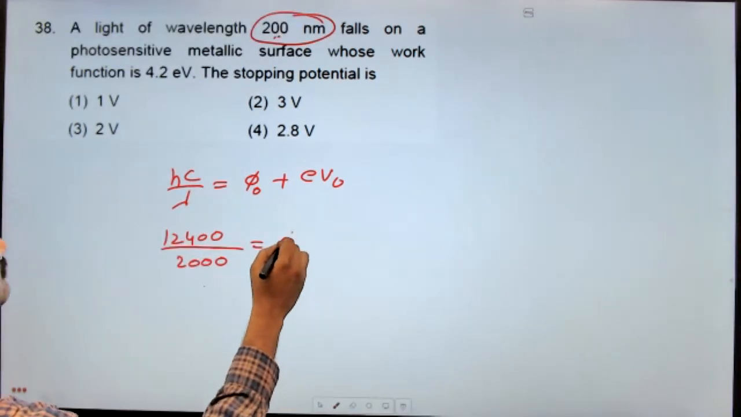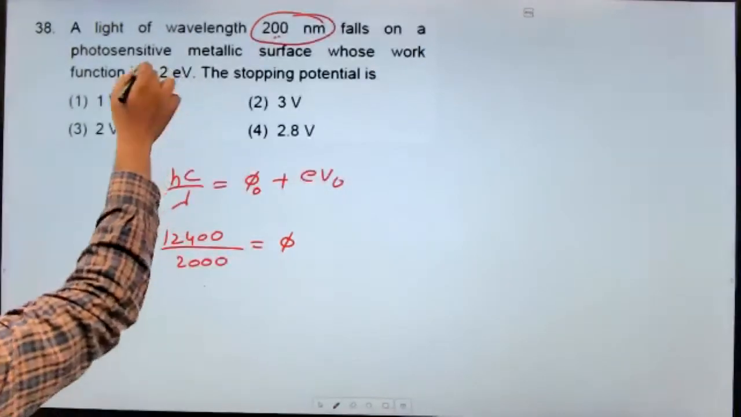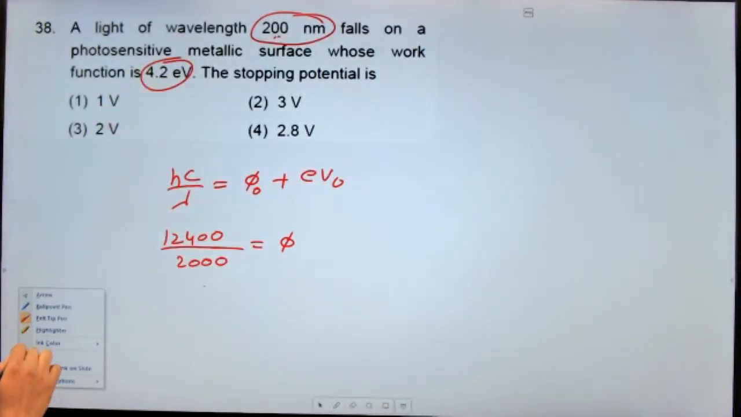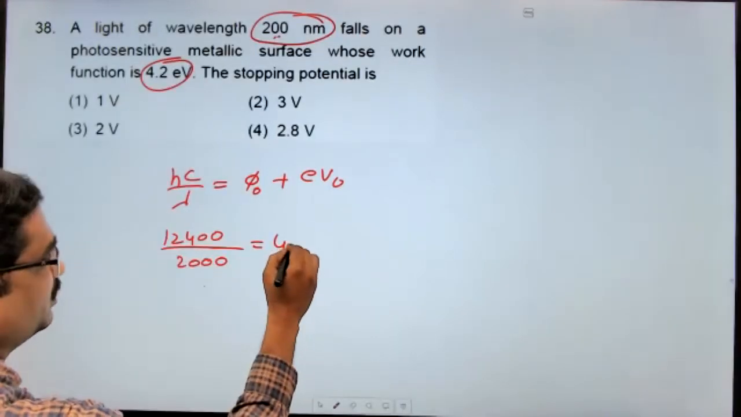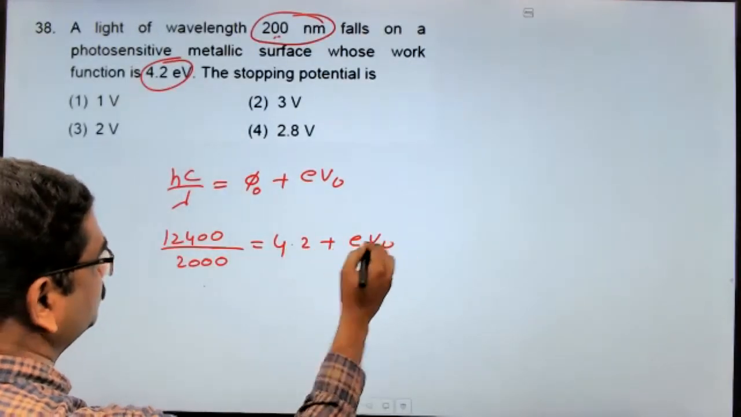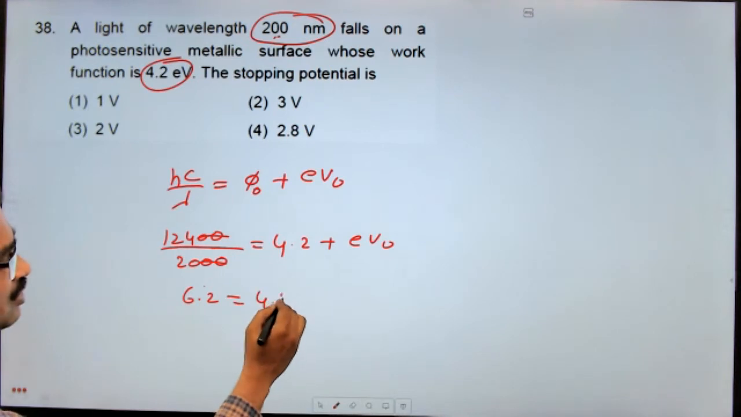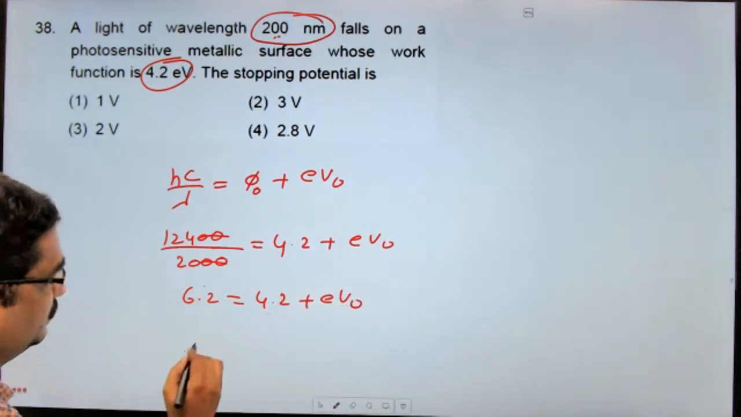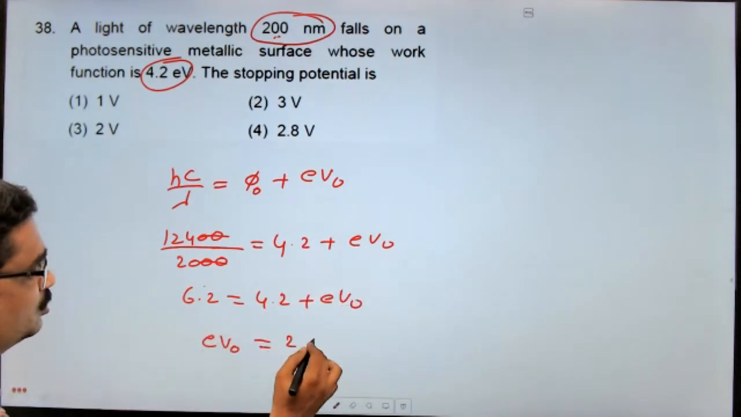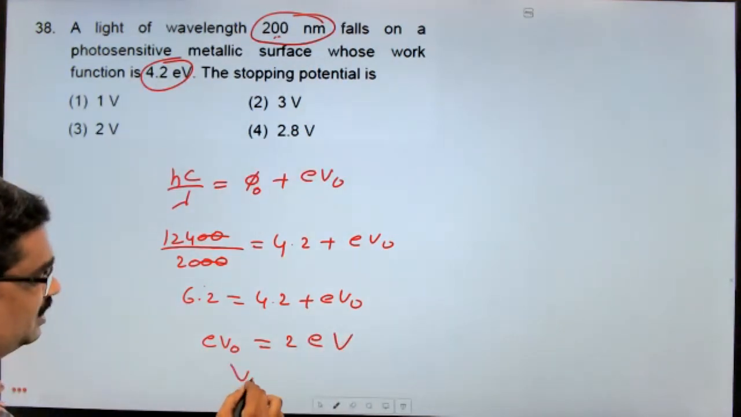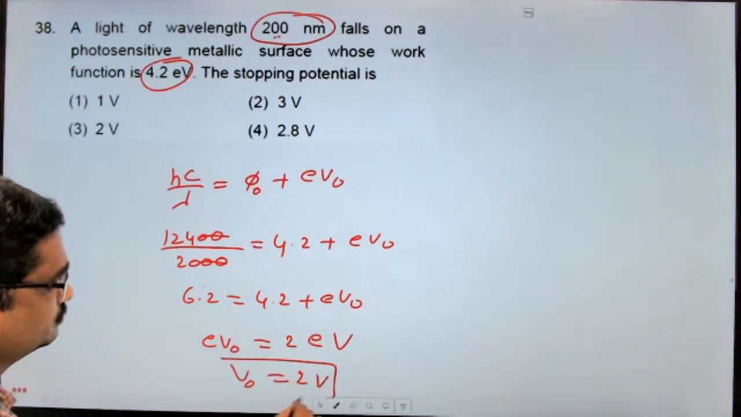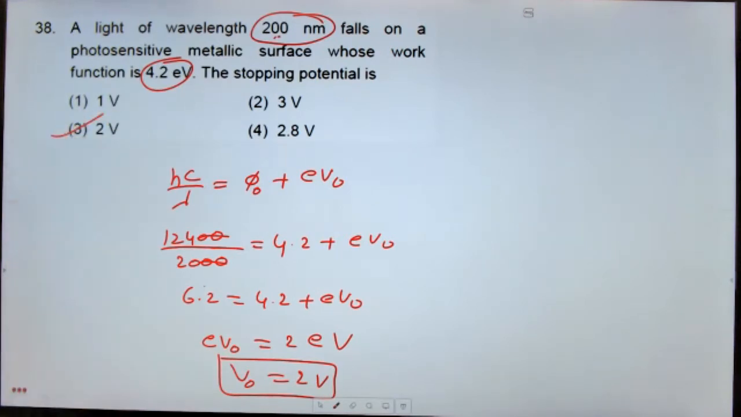So what is phi naught? Phi naught is given as 4.2. So 4.2 plus eV0. Now cancel similar terms. The 2 zeros will cancel out, then 6.2. 6.2 equals 4.2 plus eV0. Now eV0 equals 2 electron volts, or V0 equals 2 volt. 2 volt, third option.